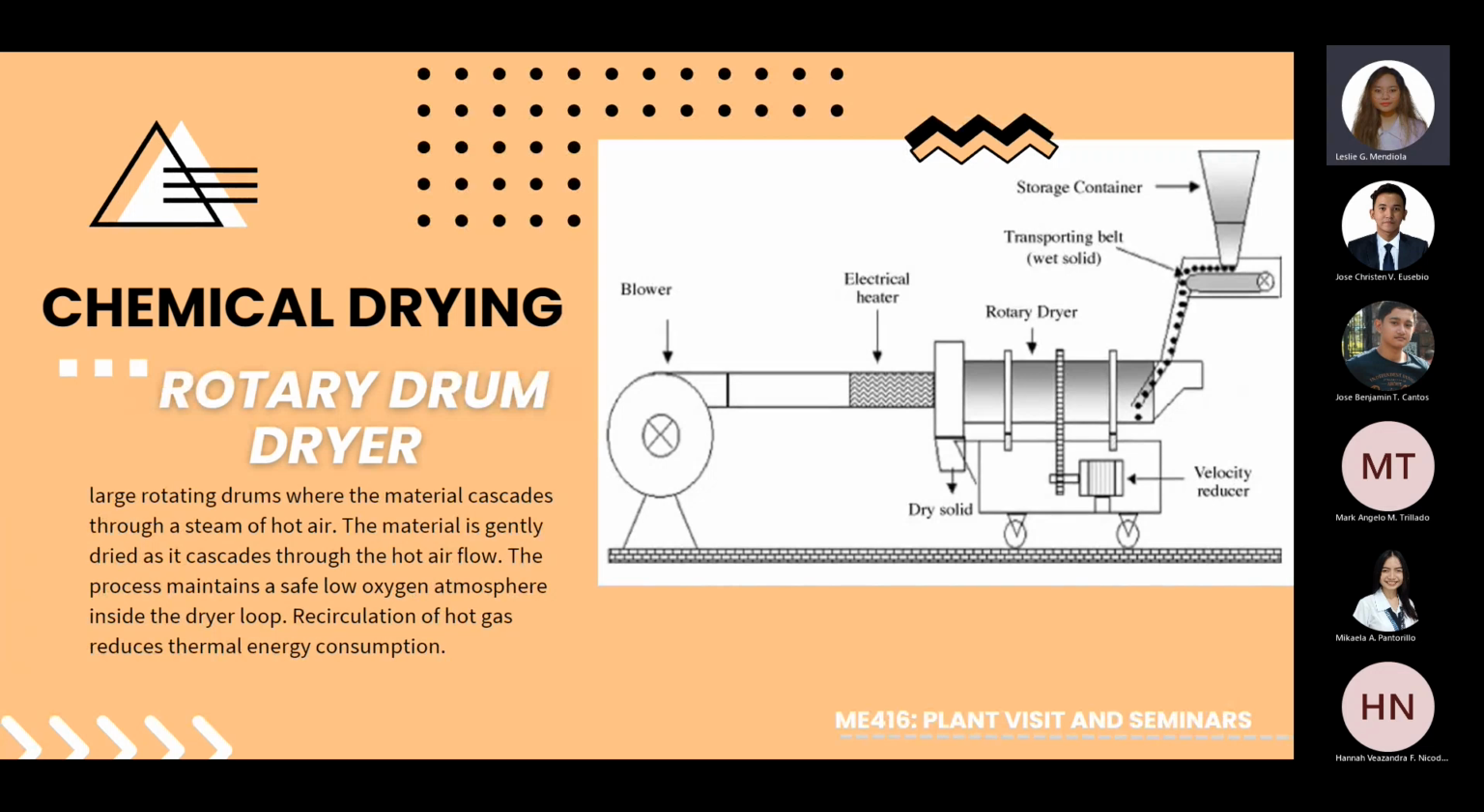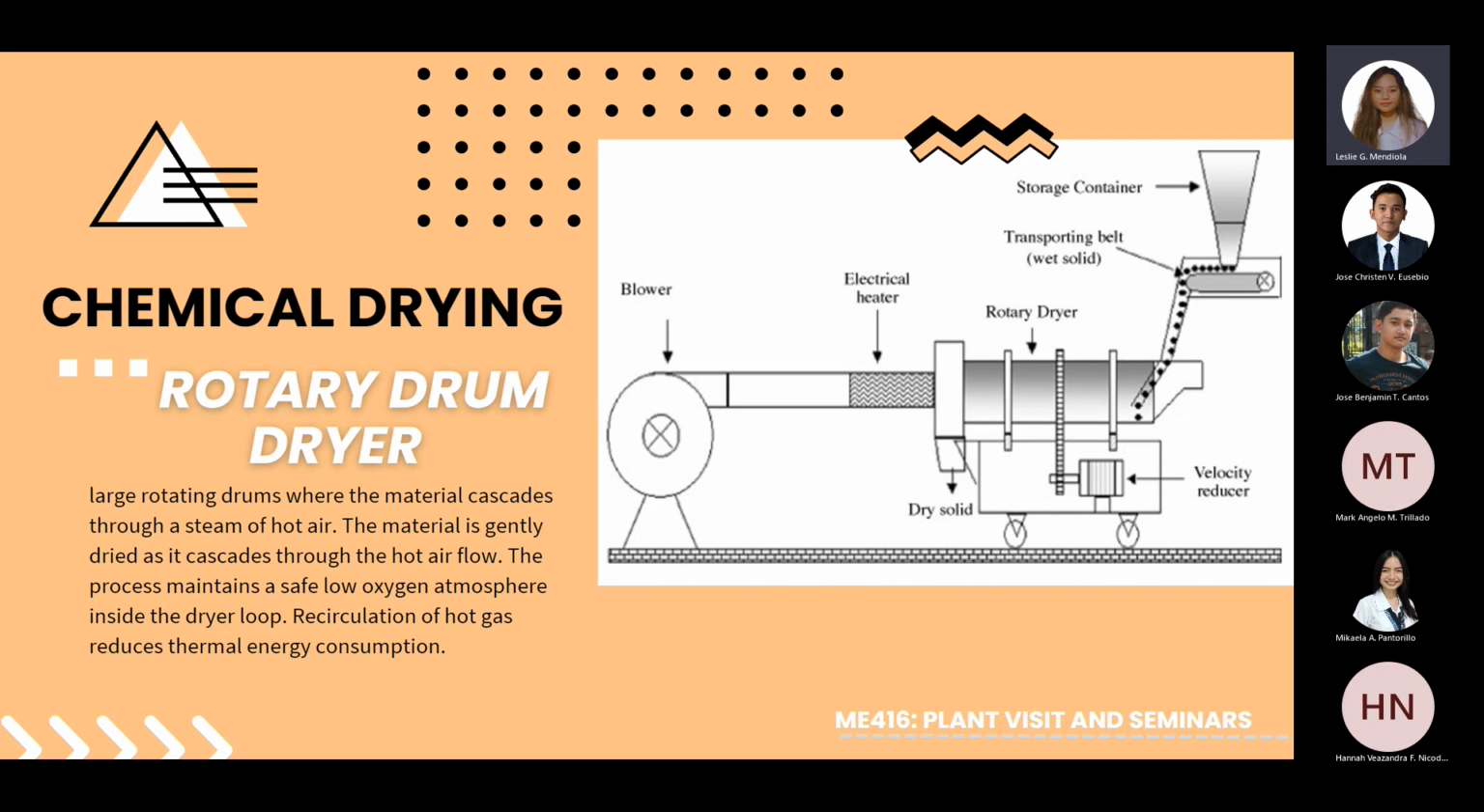Under ulit ng chemical drying, we have rotary drum dryer. Large rotating drums where the material cascades through a stream of hot air. The material is gently dried as it cascades through the hot air flow. The process maintains a safe low oxygen atmosphere inside the dryer loop. The circulation of hot gas reduces the thermal energy consumption.